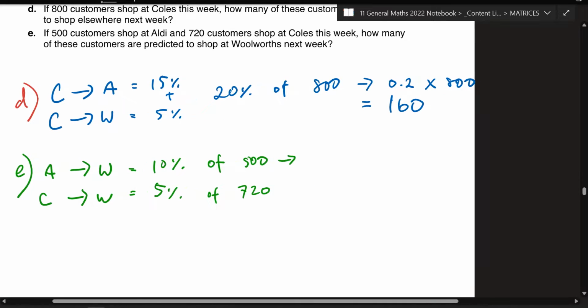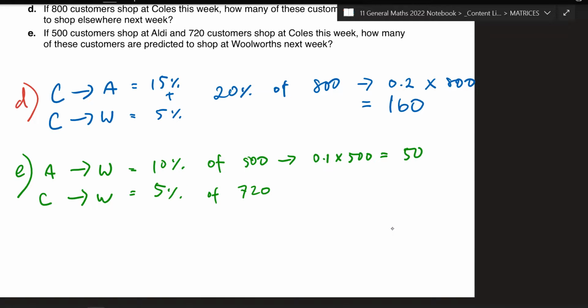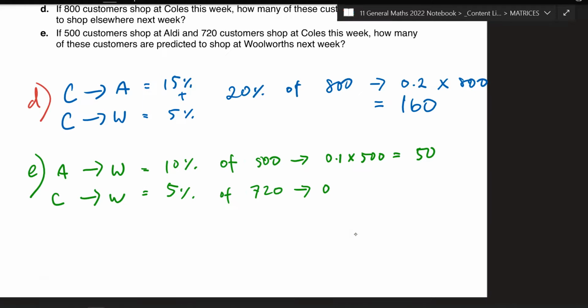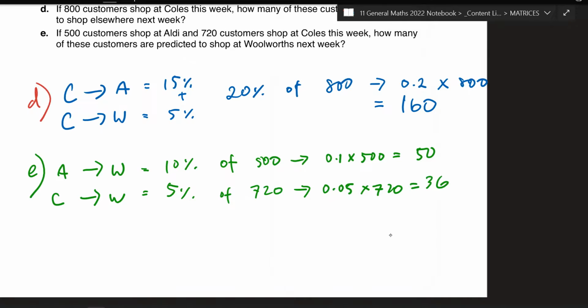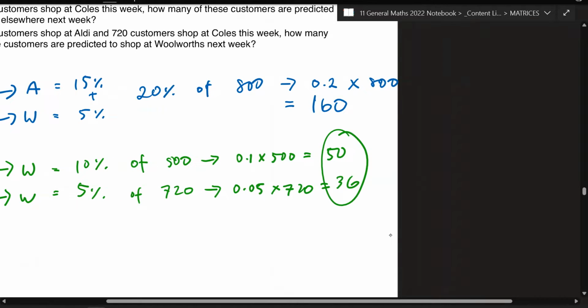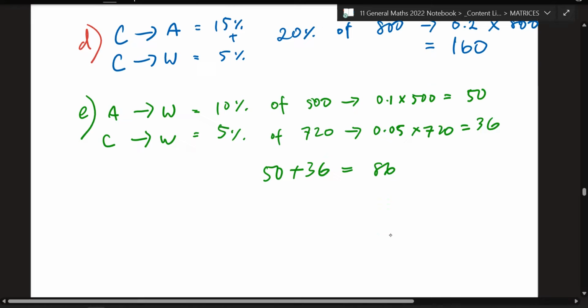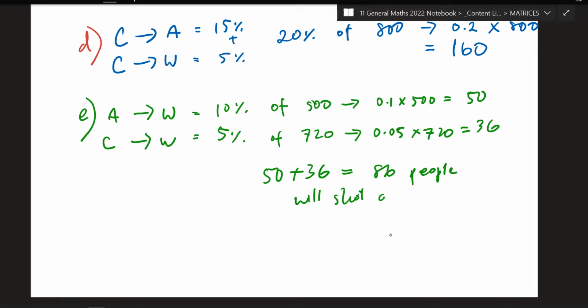So first one, 0.1 times 500. So calculate that. 0.1 times 500 should be 50, yep. And the second one is 0.05 times the 720, which equals 36. Okay, so now we have to add it up. So 50 plus 36 equals 86. So 86 people will shop at Woolies.